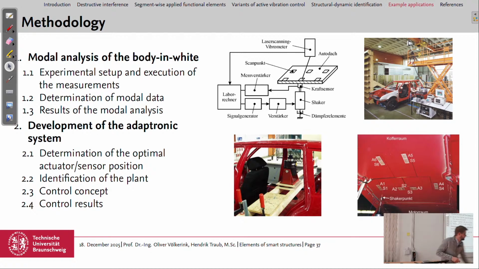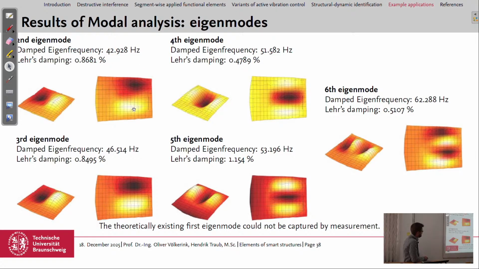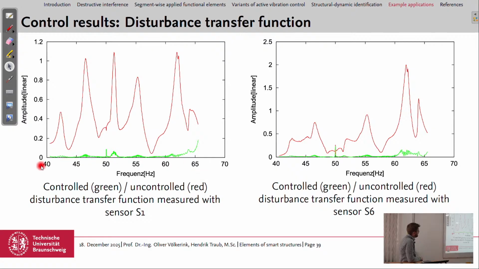With this, the modal data were recorded, and the results of the modal analysis were then used to develop the adaptronic system or the smart structure. And again, at first, the optimal actuator and sensor positions had to be determined using the modal index, this eigenmode. And with activated control, at least the eigenmodes from 2 to 6 could be calmed down or quieted.